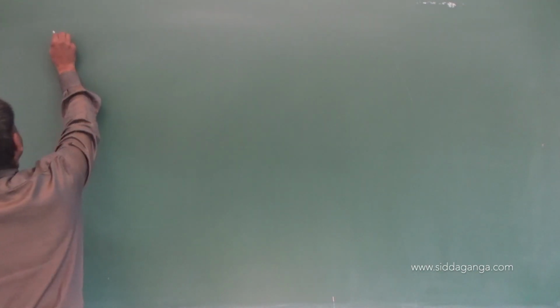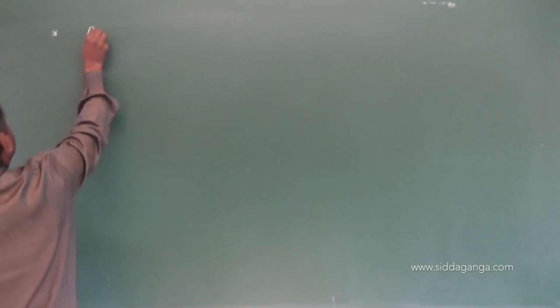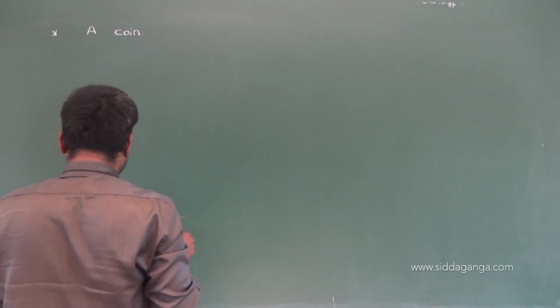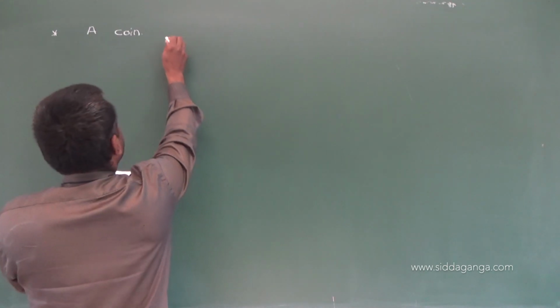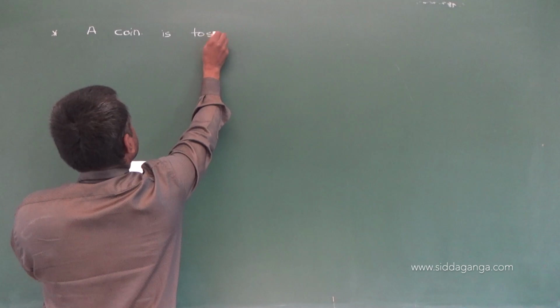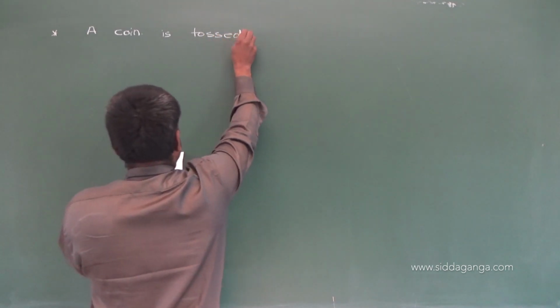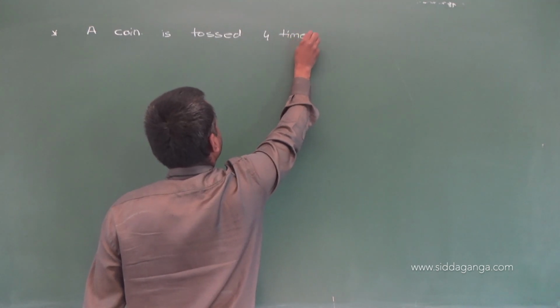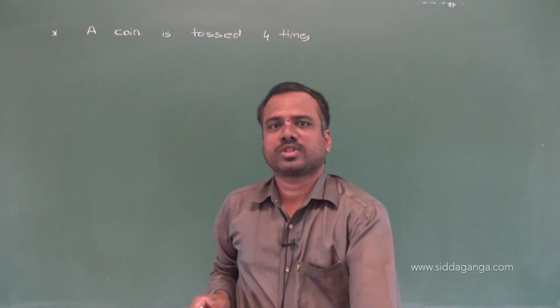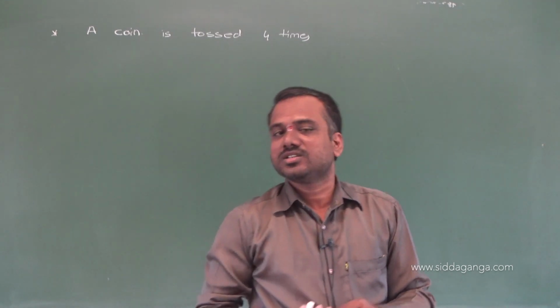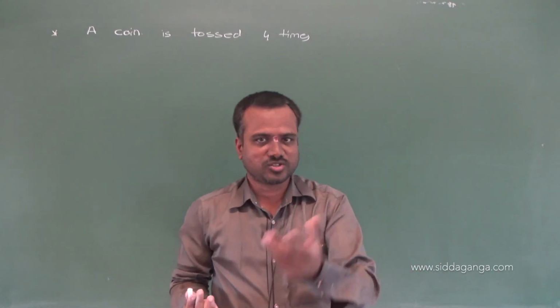Next, second problem. A coin is tossed 4 times. Write the sample space.